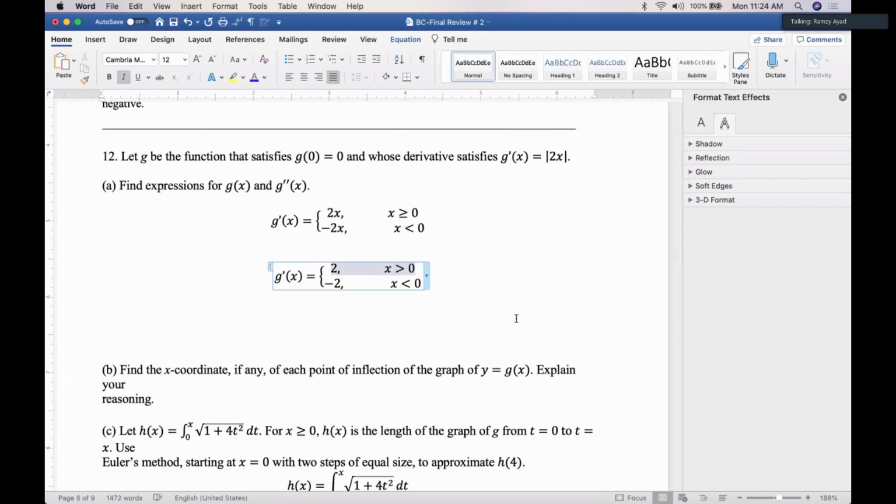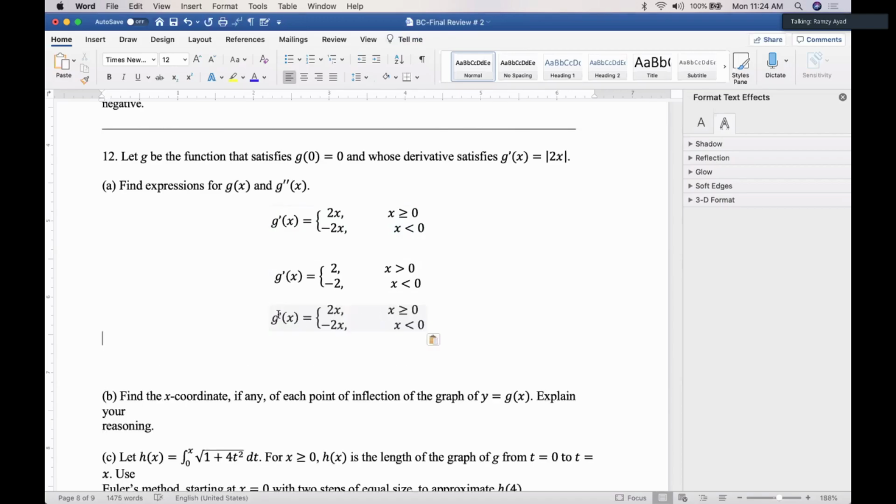Is that okay now? You also have to find the integral, right? To find the function itself, you need the integral of that. Okay, so here it is. Let's find the integral. I can say now that g itself is the integral of each one separately.